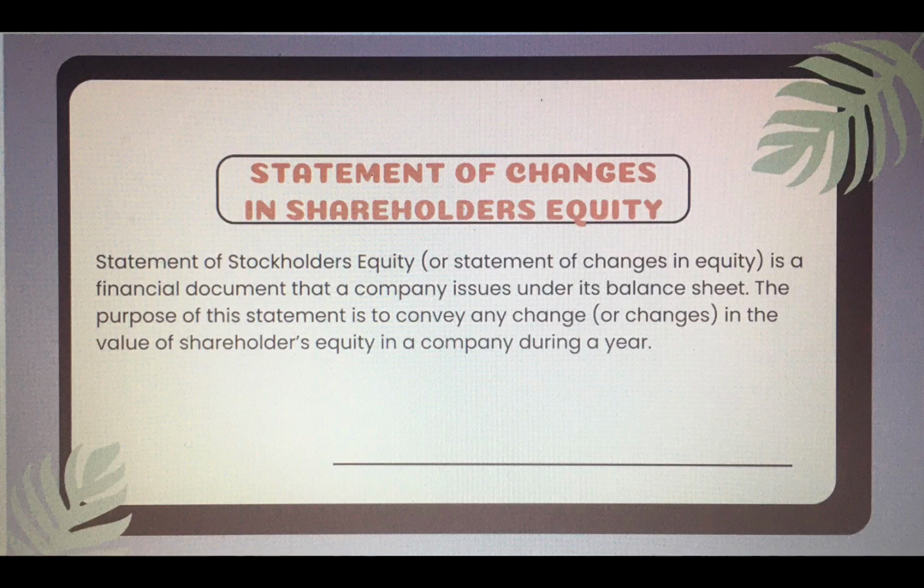Statement of changes in shareholders' equity, or statement of changes in equity, is a financial document that a company issues under its balance sheet. The purpose of this statement is to convey any changes in the value of shareholders' equity in a company during a year. It shows the changes in the company's equity over a specific period of time. It provides information about the company's net income, dividends, and other transactions that affect the equity of the company.